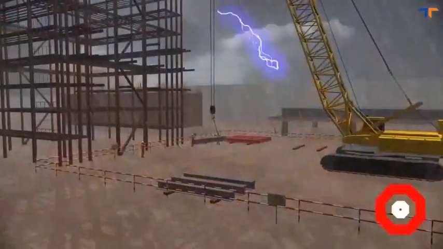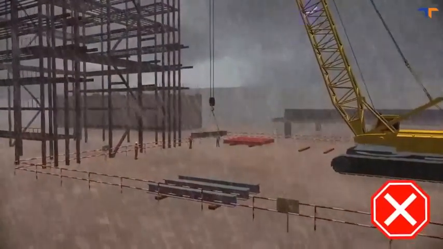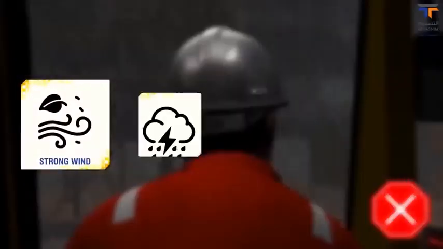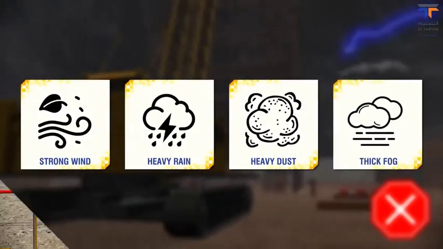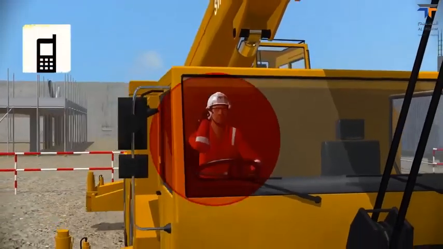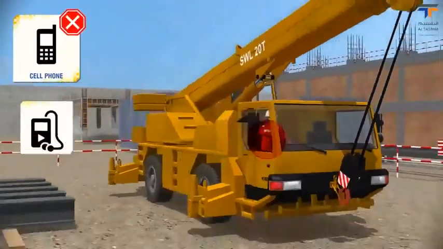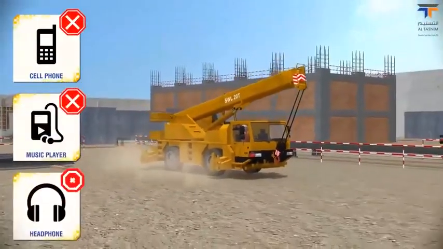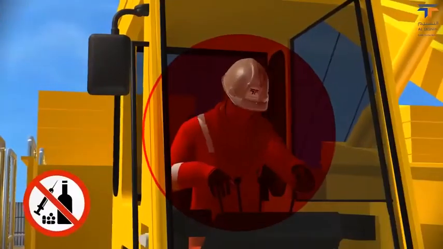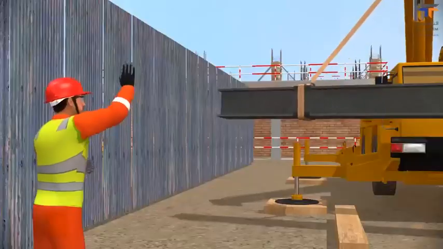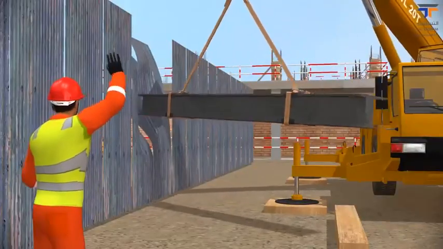Do not use equipment in any extraordinary and adverse conditions, such as strong wind, heavy rain, heavy dust, thick fog, etc. Don't use cell phones or other electronic devices like music player, headphones, etc. while operating the cranes. If you consume alcohol or drugs, then do not conduct any lifting operation.